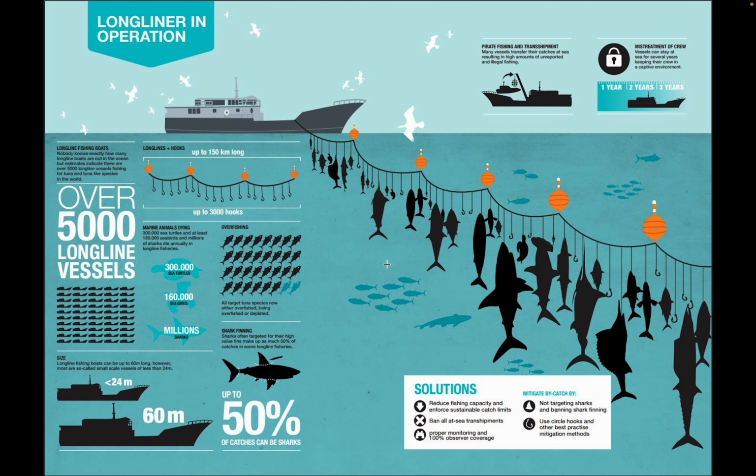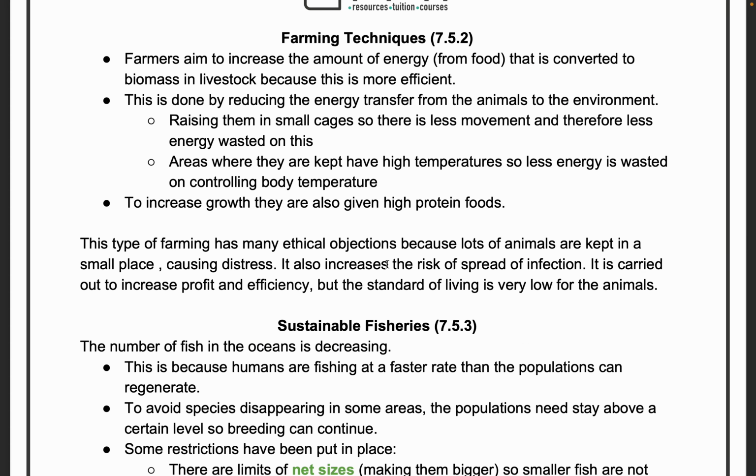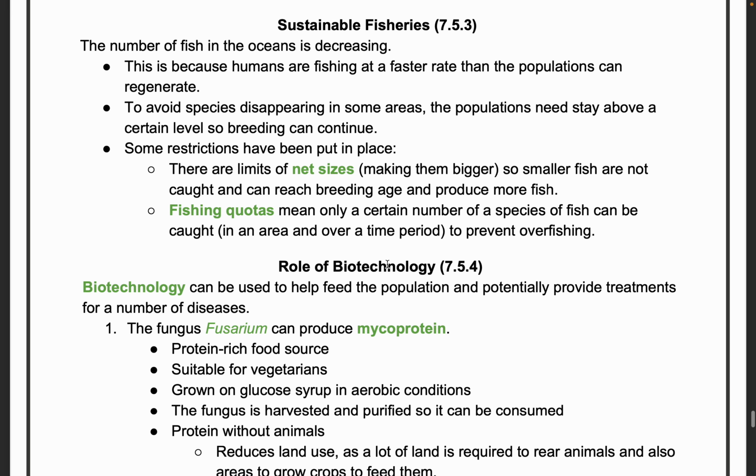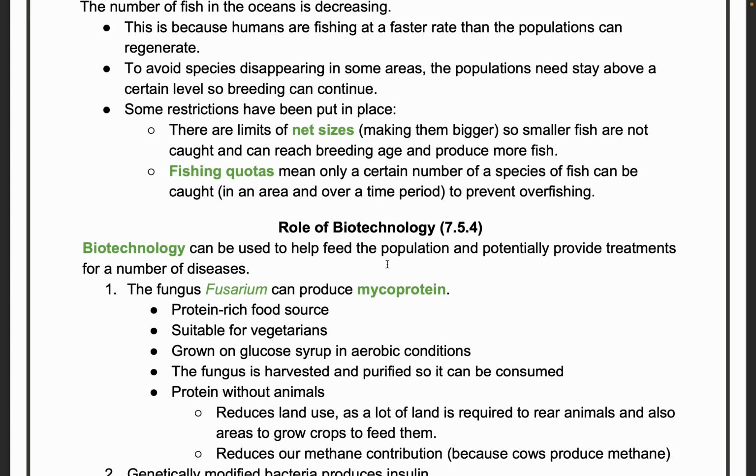That's why in the salmon and all, they are making sure that during the breeding seasons the farming should not happen, okay, in the sea. Okay, so it's very clearly given. Next one is sustainable fisheries. The number of fish in the oceans is decreasing. This is because humans are fishing at a faster rate than whatever the fish population can grow. To avoid species disappearing in some areas, population needs to stay above a certain level so breeding can continue.